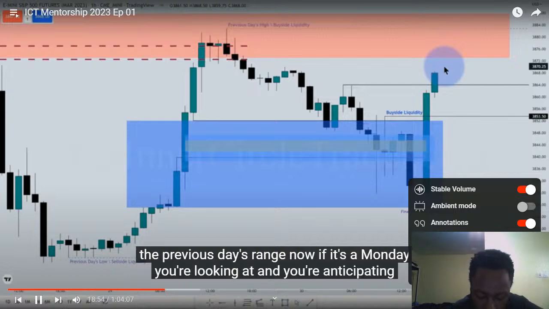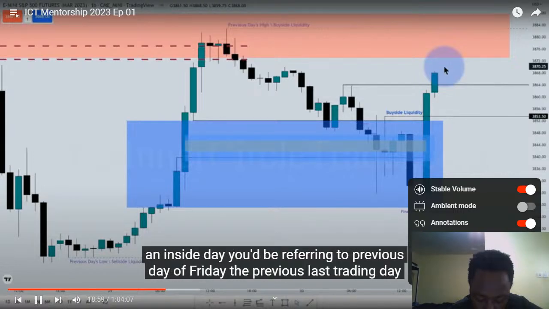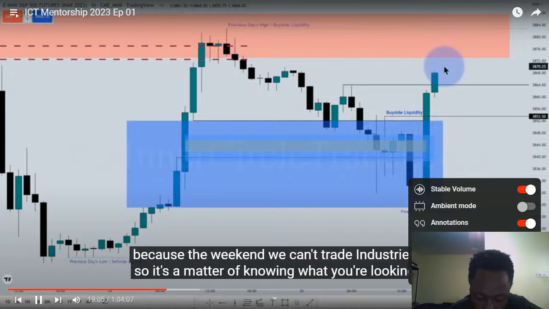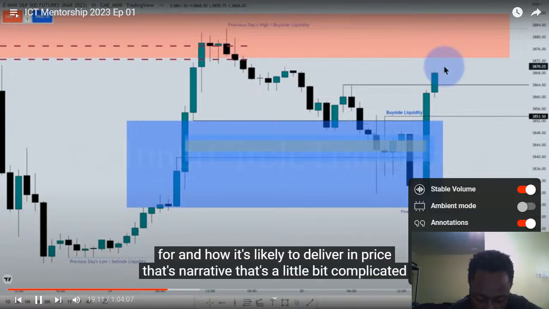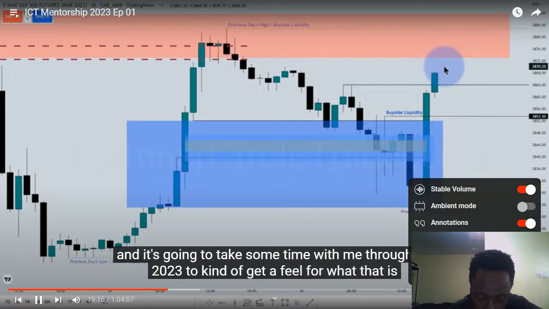Now, if it's a Monday you're looking at and you're anticipating an inside day, you'd be referring to the previous day of Friday, the previous last trading day, because over the weekend we can't trade indices. So it's a matter of knowing what you're looking for and how it's likely to deliver in price. That's narrative. That's a little bit complicated, and it's going to take some time with me throughout 2023 to kind of get a feel for what that is.